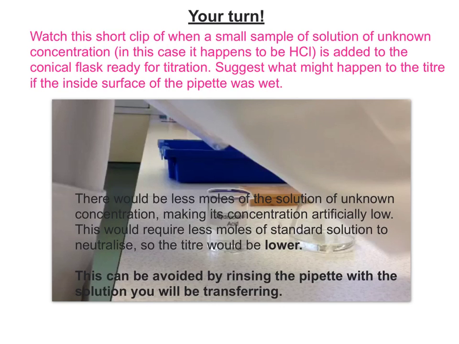So to get around that problem, what we do is we rinse the pipette with the solution you're transferring. So we take some solution from the volumetric flask and rinse it through into the sink, and then the inside of the pipette is actually coated in the solution it's trying to transfer, so that won't affect the number of moles.